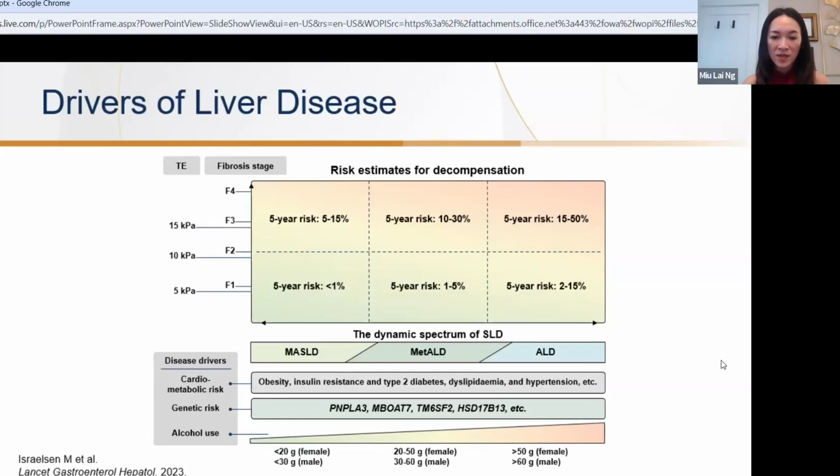So if you look below the bar for the dynamic spectrum of SLD, cardiometabolic risks include obesity, insulin resistance, type 2 diabetes, dyslipidemia, and hypertension. Some genetic factors make it easier to deposit fat in your liver and your internal organs. And if you increase the alcohol more than you should, your risk of developing decompensation also increases in folds.